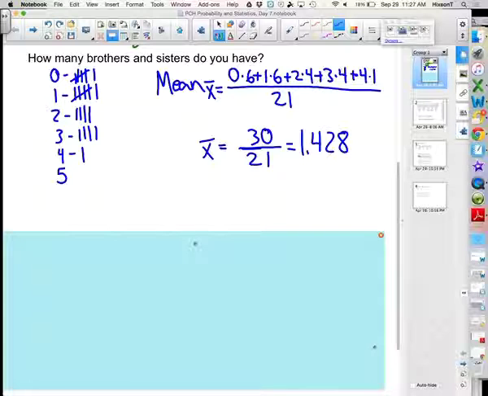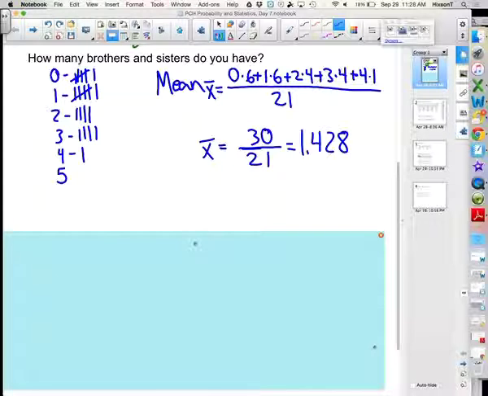They had 1.47. Okay, and that's because you guys have a lot more of you who are the only child in your family. Okay, so it's interesting how that works out. You have more bigger families, but you also have more small families. So your mean comes out to something a little smaller. All right. Any questions about finding the mean?